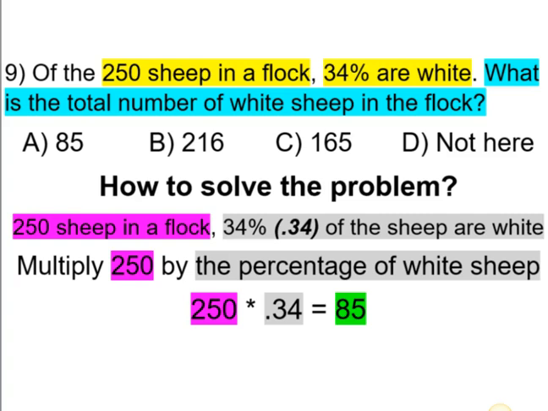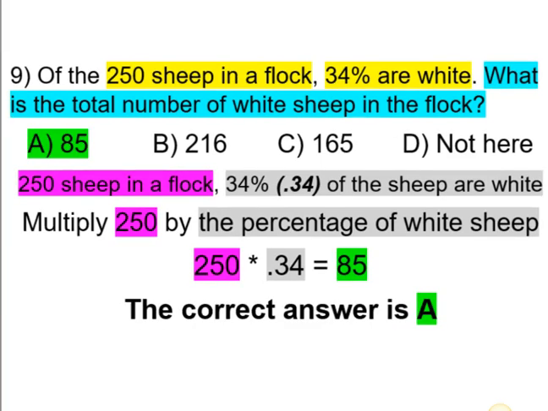Now, before we multiply the percentage, we need to make sure we convert that percent into a decimal, because if you multiply 250 times 34, you wouldn't get the correct answer. So again, remember, whenever you need to multiply by a percentage, convert that number into a decimal. So 250 times 0.34 is equal to 85. So our correct answer is A, 85. Let's move to question number 10.